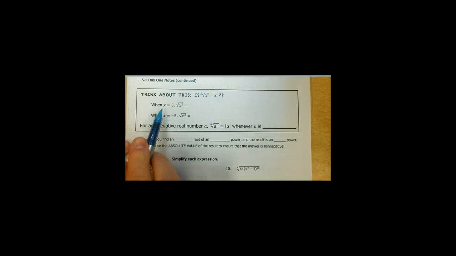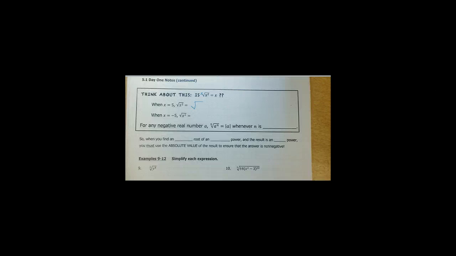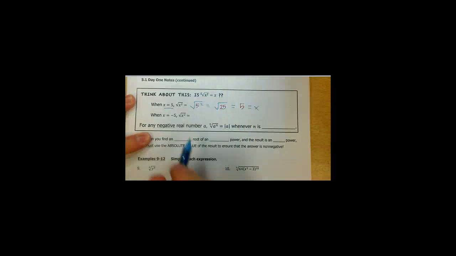Well, let's suppose x equals 5. If x equals 5, then the square root of x squared would be the square root of 5 squared. Well, we all know that 5 squared is 25, so that would be just the square root of 25. Radical 25 is equivalent to 5, and x was originally equal to 5. So in this case, it holds true that the square root of x squared is in fact equal to x.